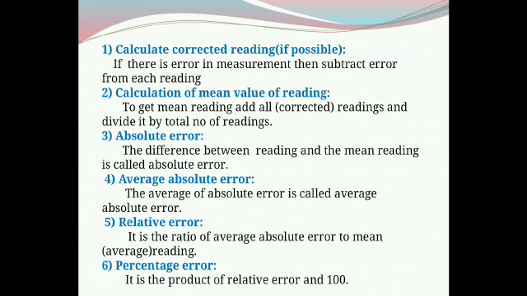Then we see what a corrected reading is. If there is error in measurement, then subtract the error from each reading; that is called a corrected reading. When we take measurements by vernier caliper or micrometer screw gauge, there may be a positive error or negative error. Second is calculation of the mean value of readings. To get this mean reading, add all corrected readings and divide by the total number of readings.